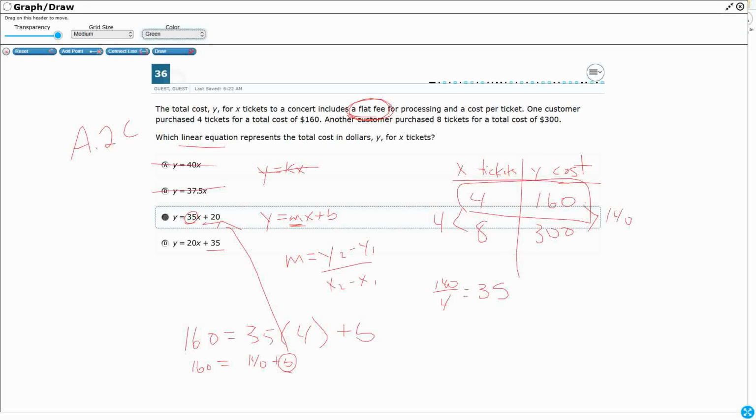Now, how did we do? Well, we had 53% of our students get this correct, so a little bit more than half of our students were able to successfully navigate that. We had 20% choose A. So they chose the direct variation, right? And if you just take your 160 divided by 4, then it's going to be 40. The problem is that doesn't work for this.